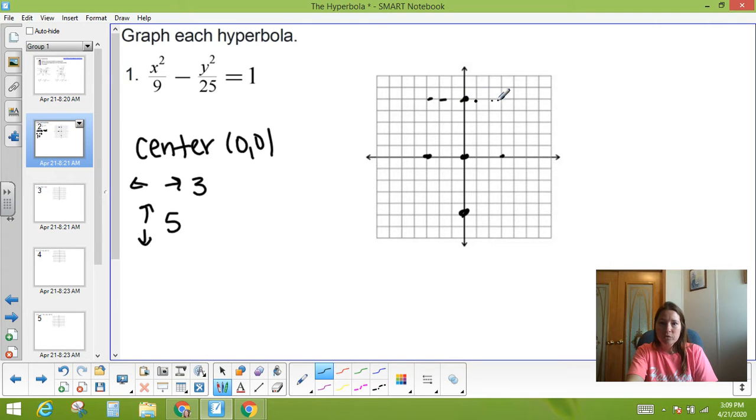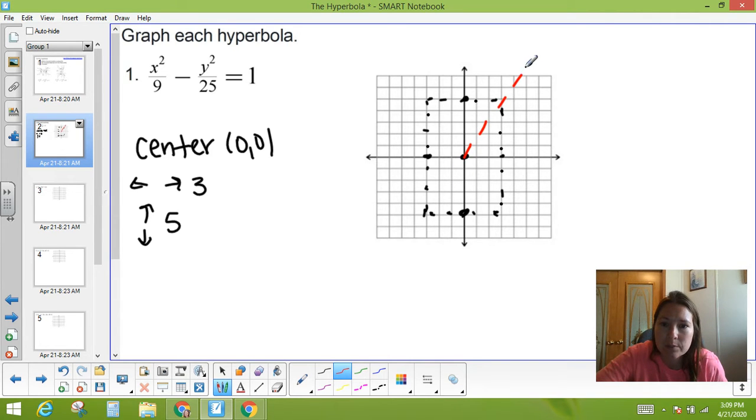Okay. So this is not part of the graph. It's just helpful to get the graph. We're going to draw this little imaginary box. All right, and then we're going to draw the diagonals from the center to the corners of the box. And we're going to do the best we can to make them as accurate as possible, but nobody's looking for perfection.